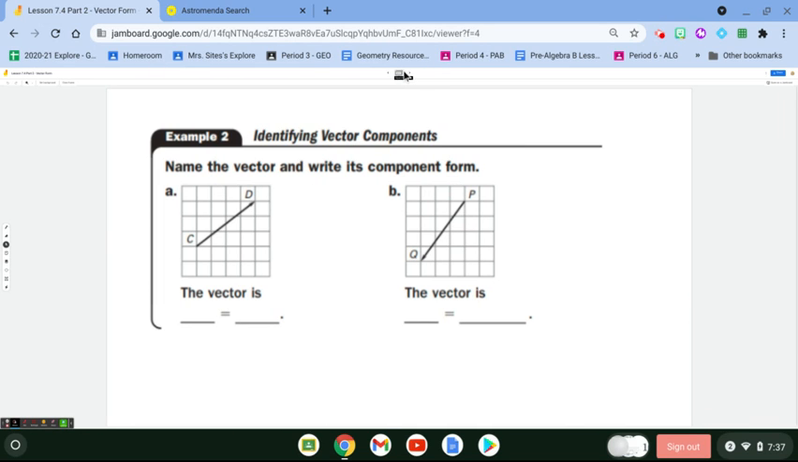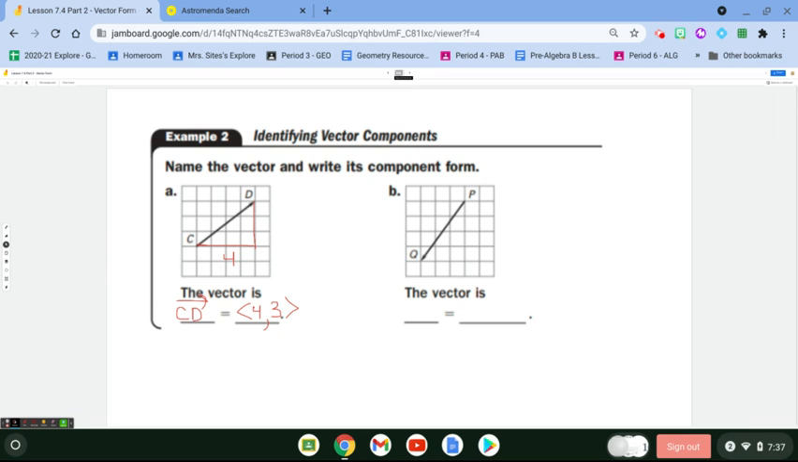Okay, so again, let's try out these ones. On this one here, this vector would be called vector CD. In terms of the component form, I would be going over 1, 2, 3, 4 places to the right for the horizontal component, and 1, 2, 3 units up for the vertical component.